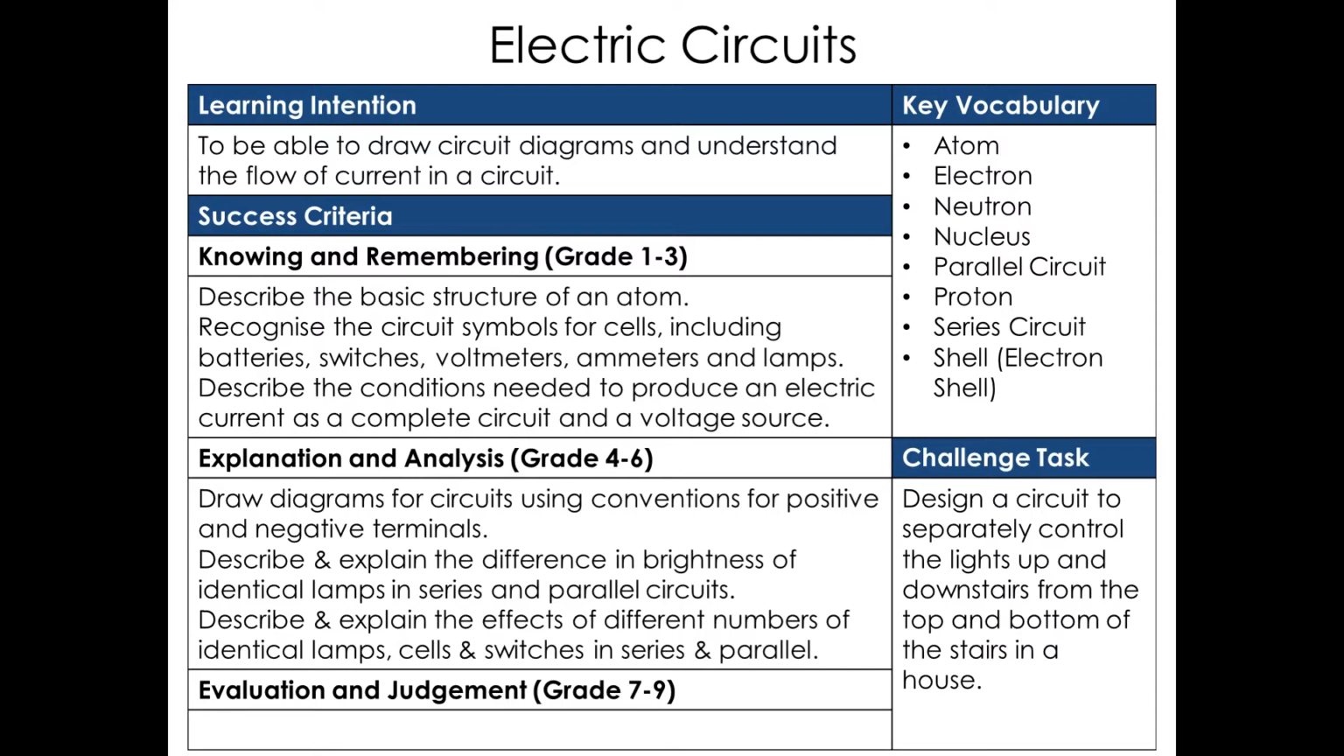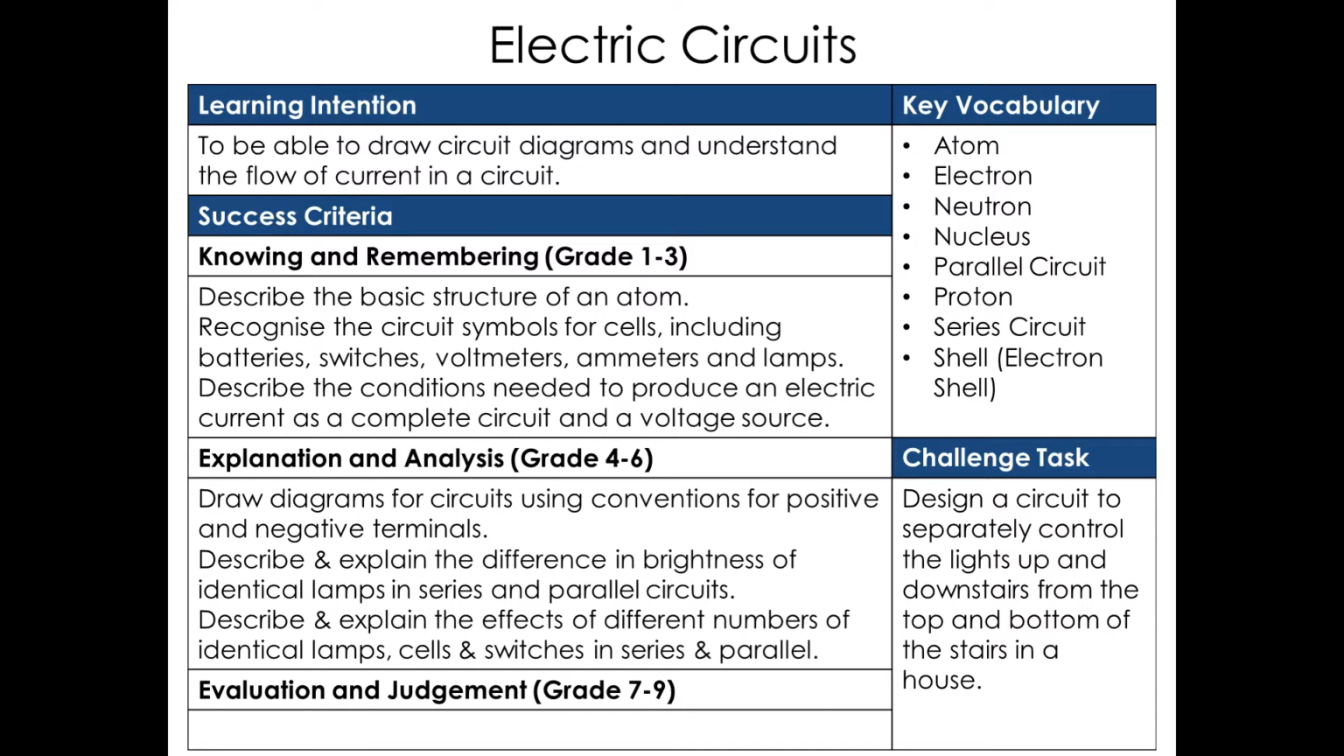What that looks like in terms of success criteria is you should be able to describe the basic structure of an atom, and you've done that at Key Stage 3 and in chemistry, so that should be fairly familiar to you. You should be able to recognise circuit symbols, so cells and batteries, switches, voltmeters, ammeters and lamps, and in fact we're going to look at a few others as well. Again, those examples certainly you should have done before in Key Stage 3.